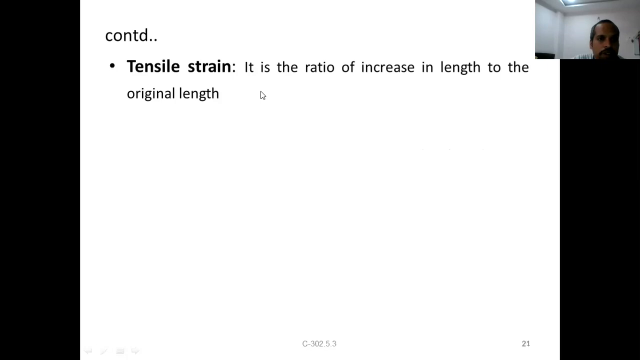Based on nature, the first is tensile strain. It is the ratio of increase in length to the original length. So it is an increase in length, so be careful about it. Tensile strain is nothing but increase in length to the original length.